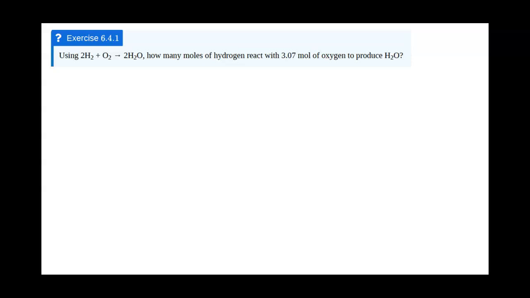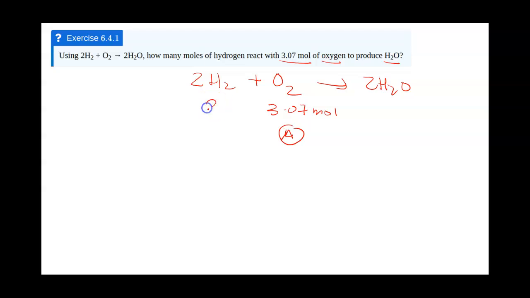Here's an example from the book. It says, using this equation, 2H2 plus O2 gives 2 H2O, how many moles of hydrogen react with 3.07 moles of oxygen to produce H2O? So let's write out what it is that we're trying to solve for. We have 3.07 moles of oxygen, so we know the amount of that stuff, that's our A, and we're trying to figure out the moles of hydrogen, that's our B.